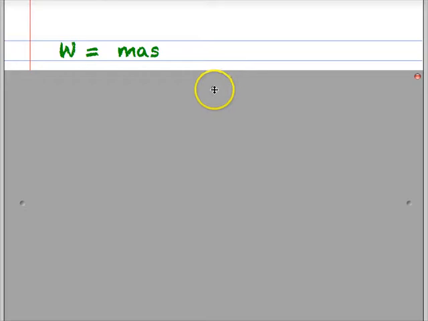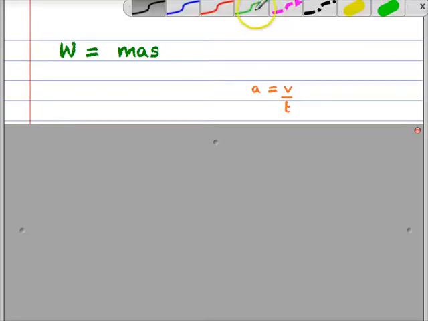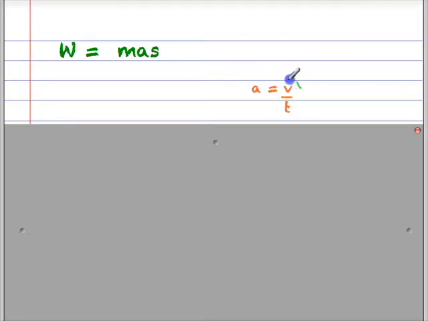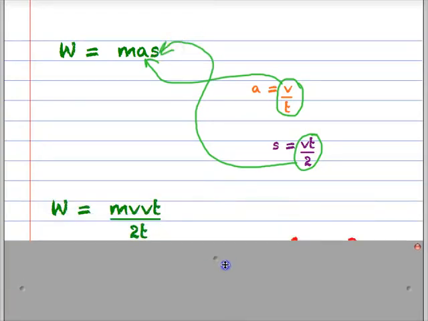So there's our equation. Work done is equal to mass times acceleration times distance moved. So here's the first equation which we want to substitute in. Okay, so we're going to take that, v over t, and put that right in there. And here's the second equation. I want to take that, vt over 2, and substitute it in for the s, right there. This is what we get.